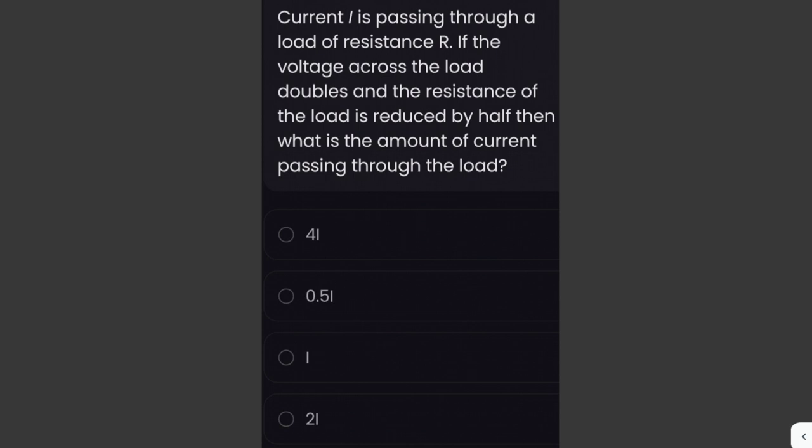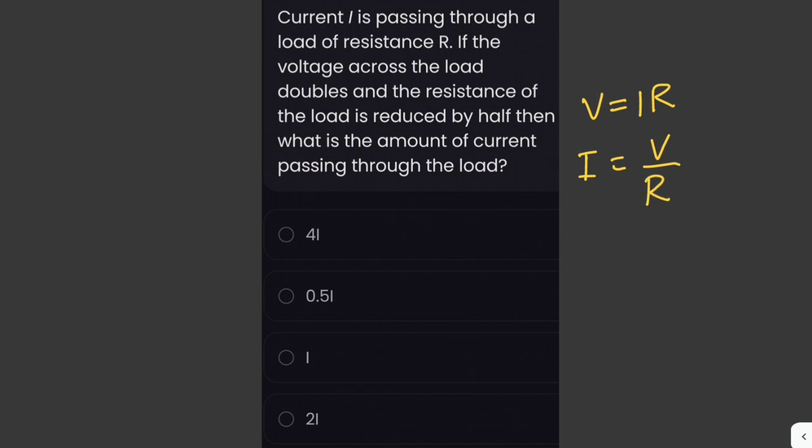Current I is passing through a load of resistance R. If the voltage across the load doubles and the resistance of the load is reduced by half, what is the amount of current passing through the load? According to Ohm's law, voltage equals the current times the resistance, which can be rearranged as I equals the voltage over the resistance.